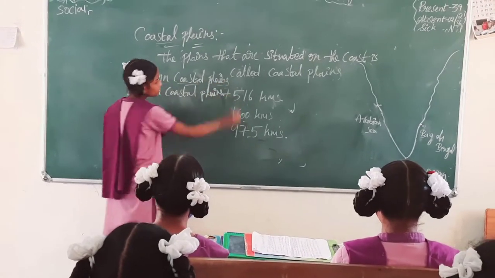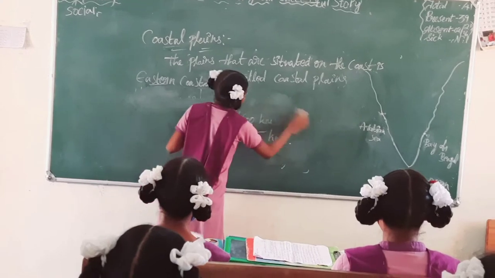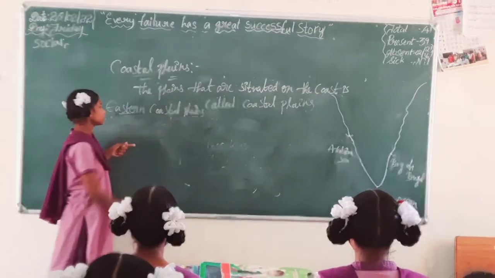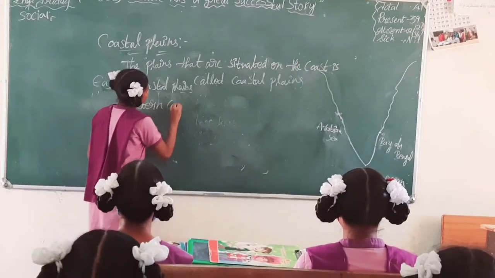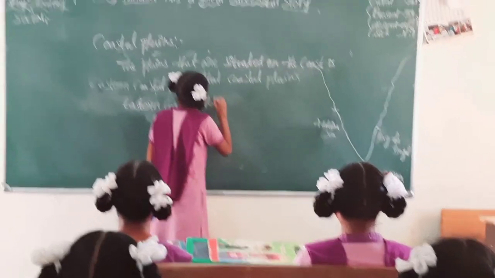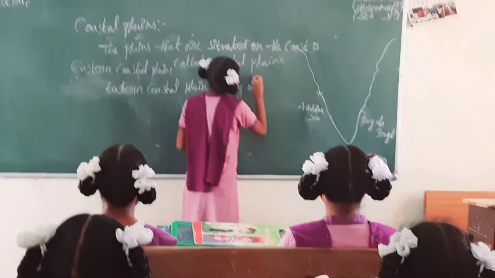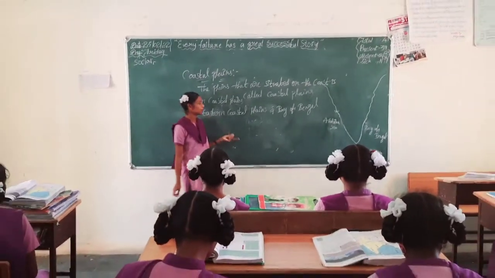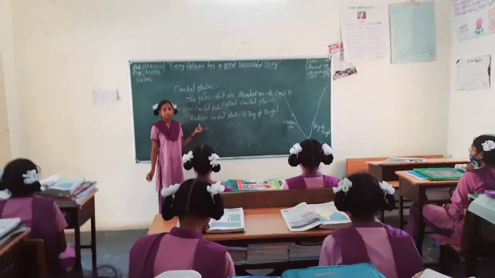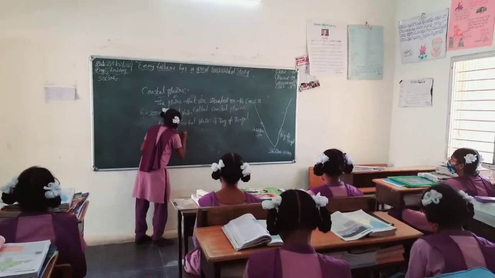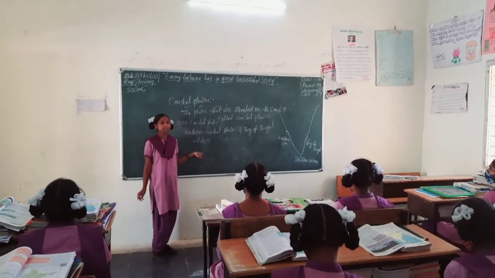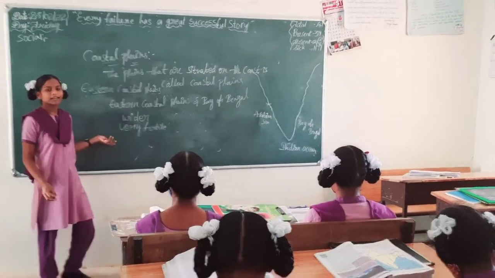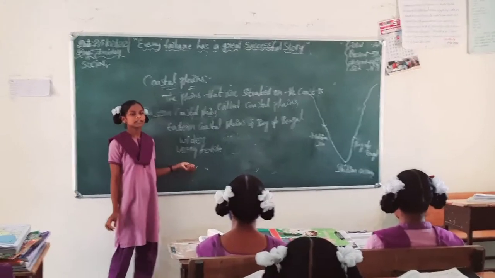Now I will explain about the eastern coastal plains. The eastern coastal plains are a belt of plain region. They lie between the Eastern Ghats and the Bay of Bengal. These coastal plains are comparatively wider. These plains are very fertile because rivers like Mahanadi, Krishna, Kaveri deposit their sediments.